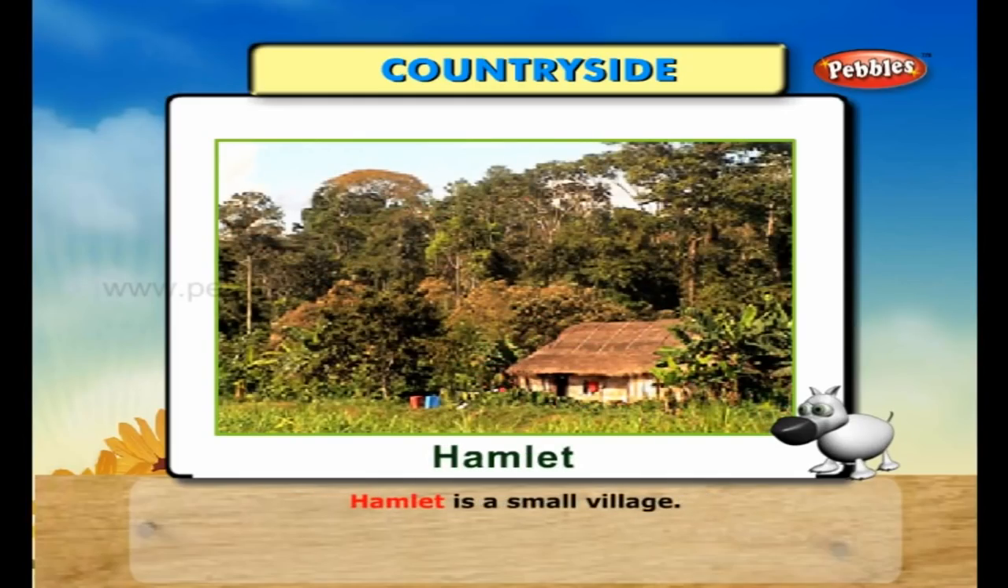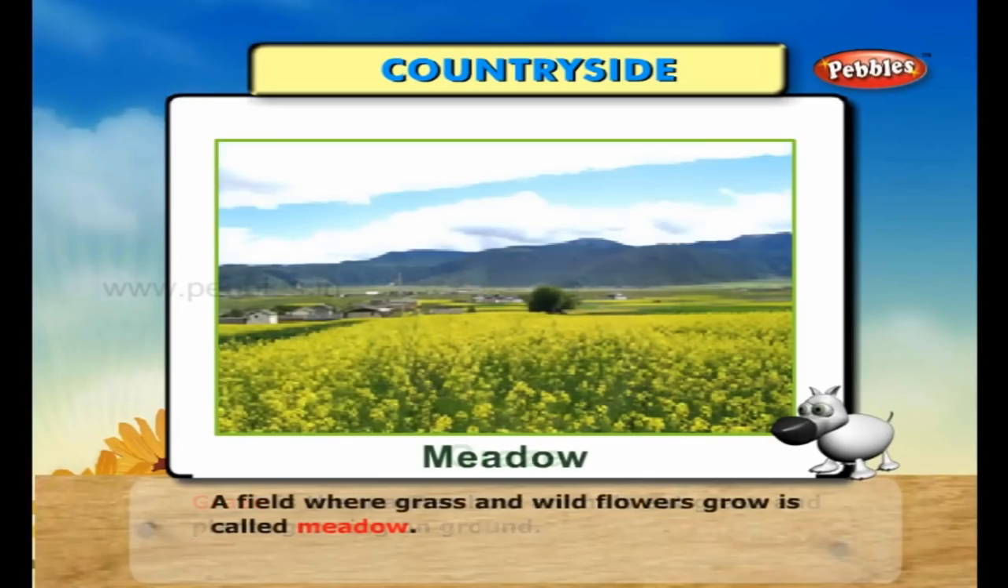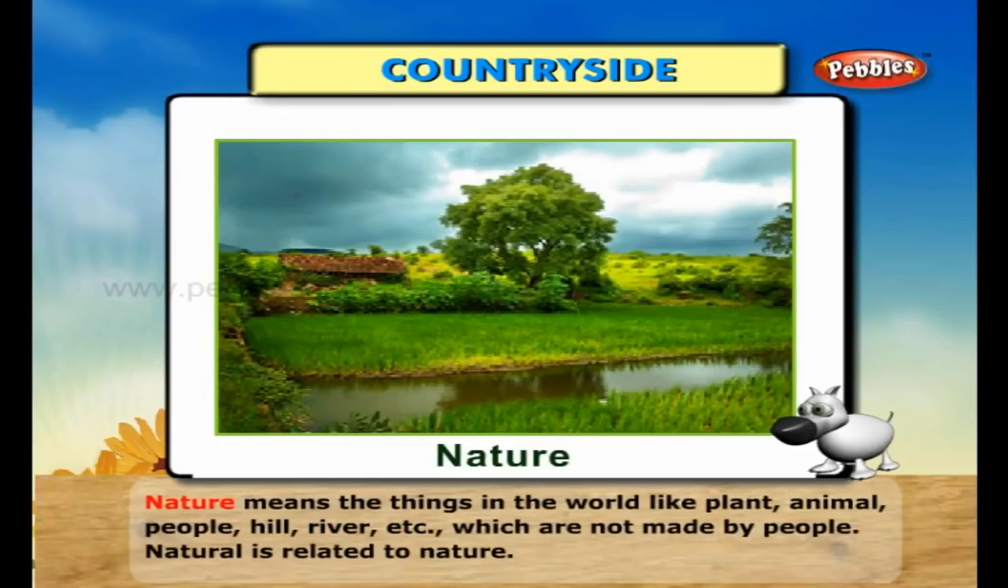Hamlet is a small village. Graze is the manner how animals eat grass and plants growing on ground. A field where grass and wildflowers grow is called meadow. Nature means the things in the world like plant, animal, people, hill, river, etc., which are not made by people. Natural is related to nature.